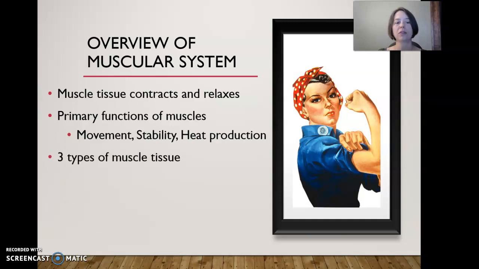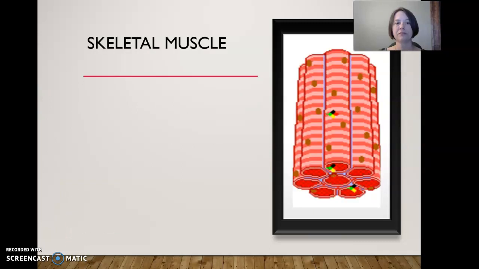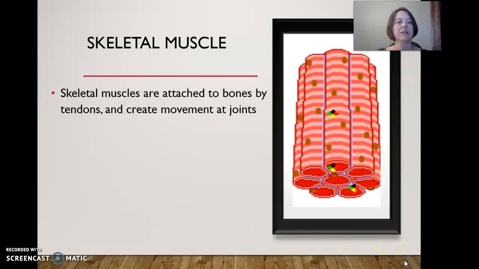There are three types of muscle tissue: skeletal, cardiac, and smooth. So let's learn about skeletal muscle. These are what you think about when you think of muscles. They are attached to bones by tendons and create movement at your joints.